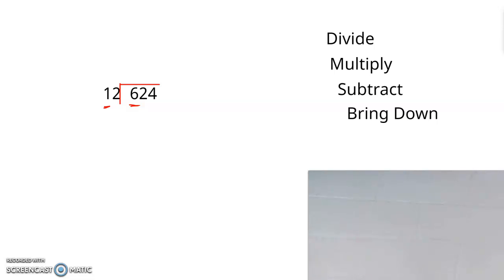I'll just take the first 2 digits of each. 1 times 6 is 6. So what I'm going to try to do is 12 times 6 first and see if that gets me close to 62. Now, you might already know how many times 12 goes into 62 and not have to do this, and that's fine. But let's say we didn't. This is the way that we'd want to look at it, or a possible way to look at it.